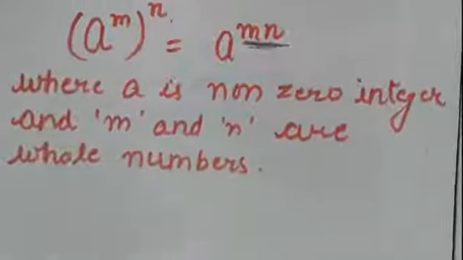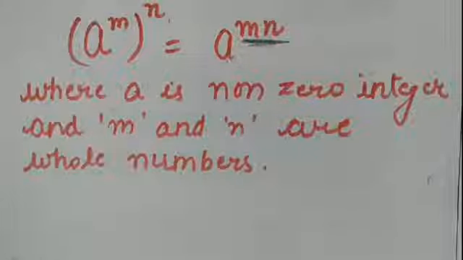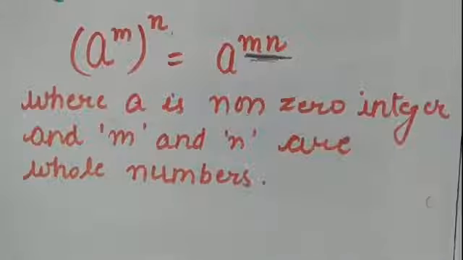So in this lecture we will learn about 3 laws. In the next lecture we will learn 3 more rules. So we have 6 laws. 3 we have covered in this lecture, and 3 more we will cover in lecture number 3.